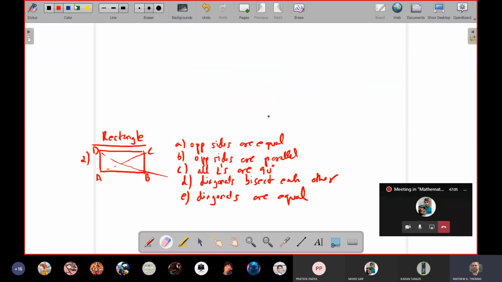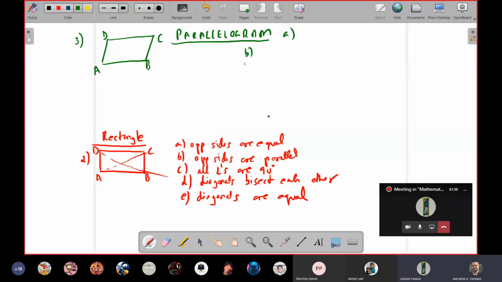Now we are going to do the third part, that is a parallelogram or a rhombus, we can say. Parallelogram and rhombus we'll do next. So A, B, C, D. This is a parallelogram. Opposite sides are equal, correct?